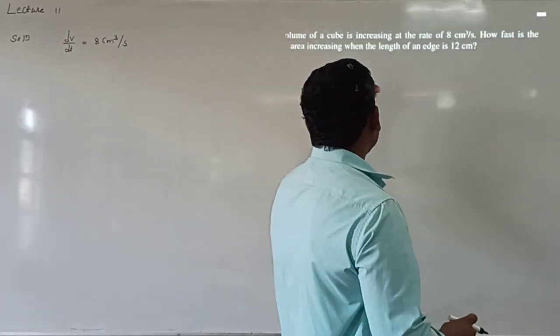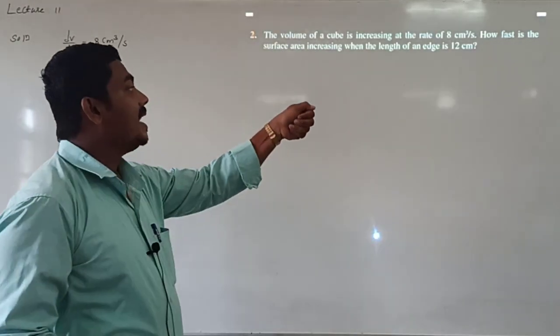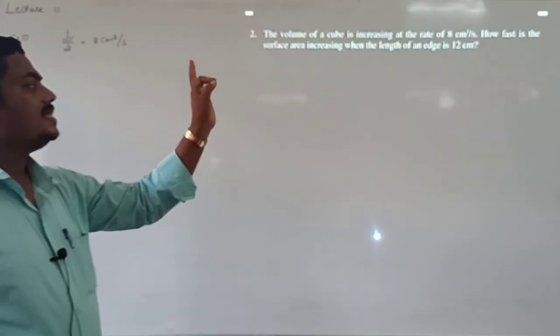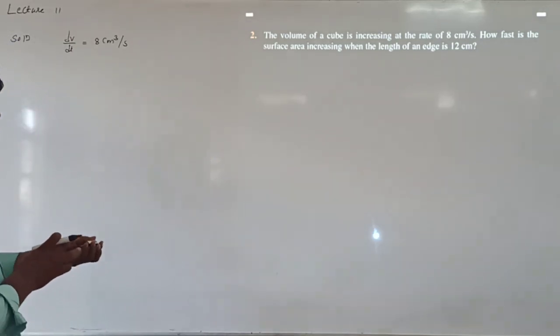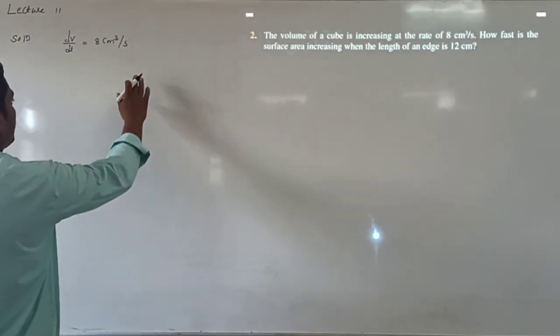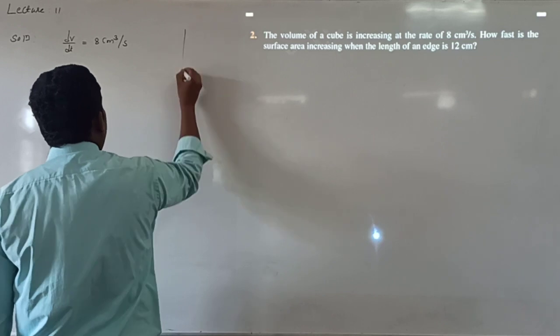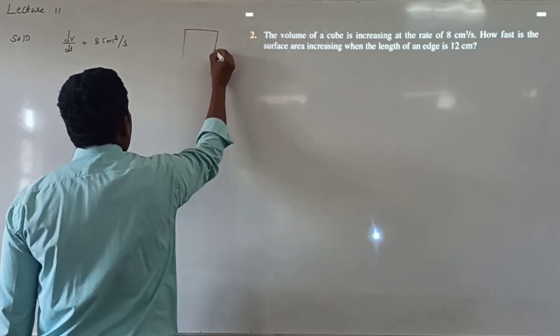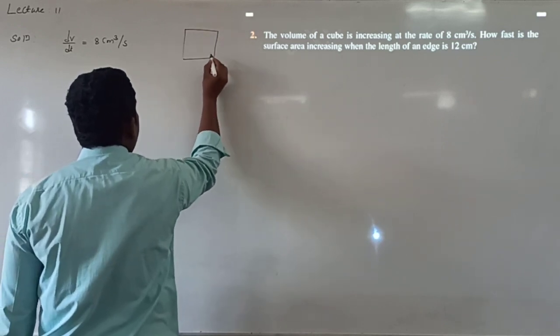How fast is the surface area increasing when the edge length is 12 centimeter? Take one cube.